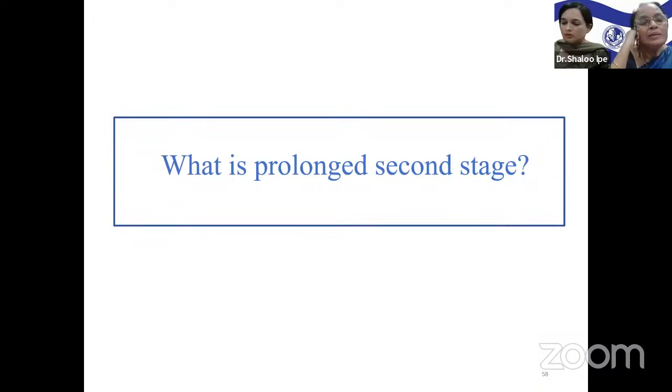What is prolonged second stage by definition? As per the definition by the ACOG, prolonged second stage, in case of a nulliparous woman, is more than 2 hours if the patient is having no neuraxial block, and more than 3 hours in those with neuraxial block. Whereas in case of a multiparous woman, it is more than 1 hour and more than 2 hours respectively.